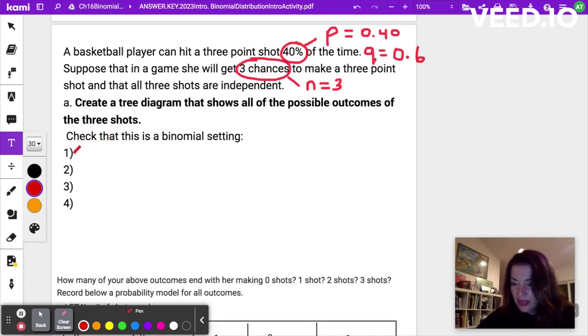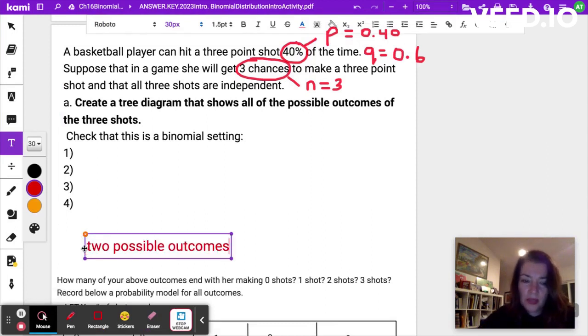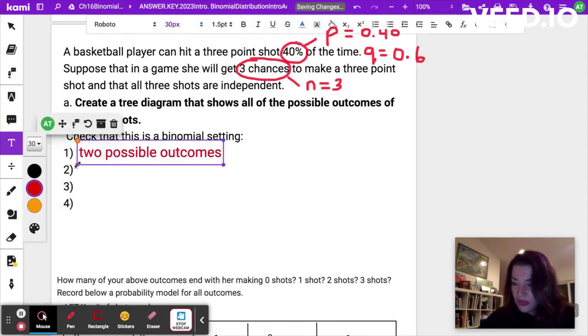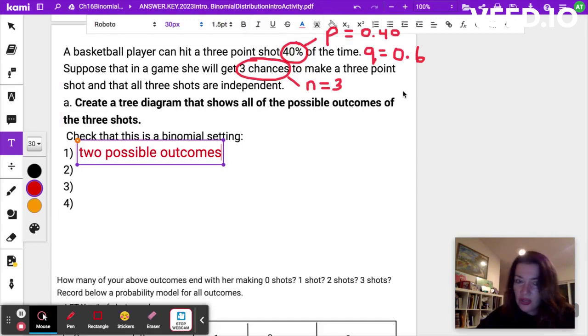So the first thing is if we have a situation where it is right or wrong, true or false, where there's only 2 possible outcomes. So in this case, she either makes a shot or she misses a shot. So we can say that this is 2 possible outcomes. That is the first thing that we check. The second thing that we could check is that our sample size is fixed. In other words, we know that she's going to take 3 shots. So that is the second item.